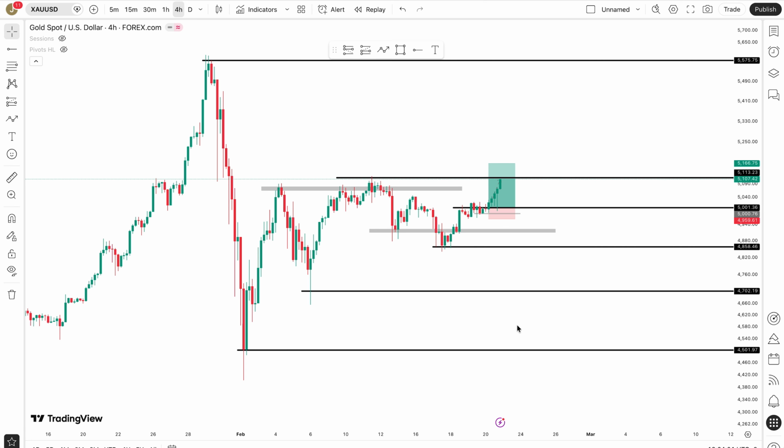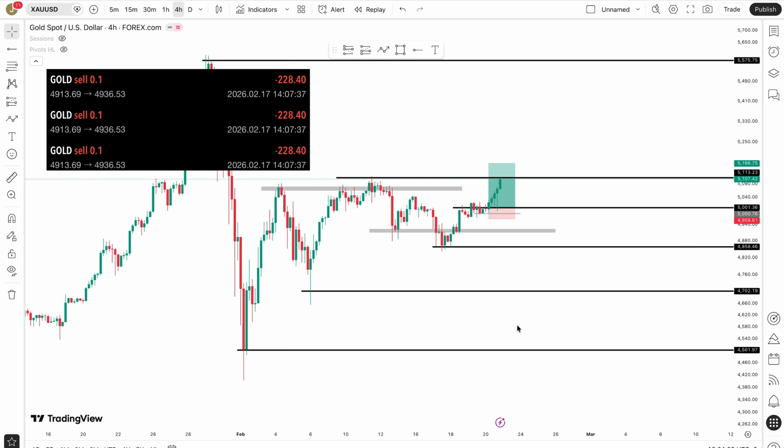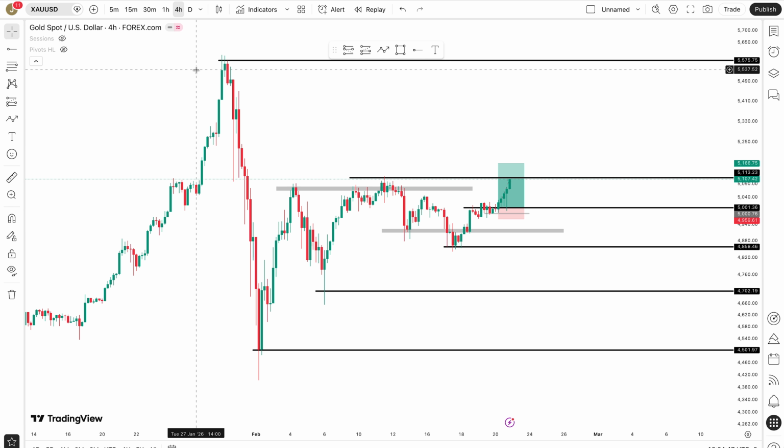So currently we are in gold buys. I actually took a loss on gold within this week, right? I'm going to put a screenshot up here and I'm going to also explain that loss. So why did I enter buys on gold? This is the 4-hour time frame, as you can see.